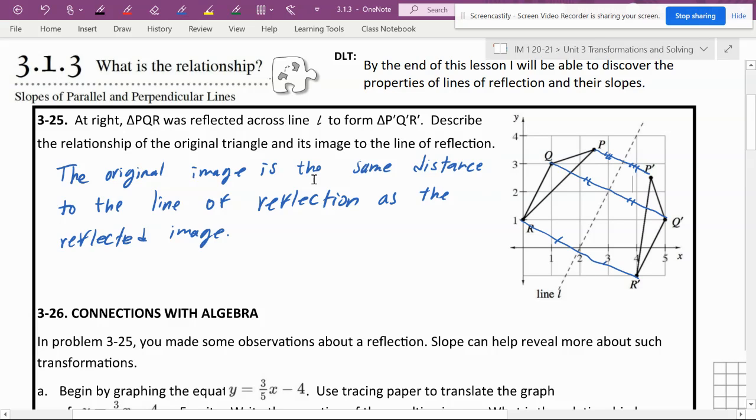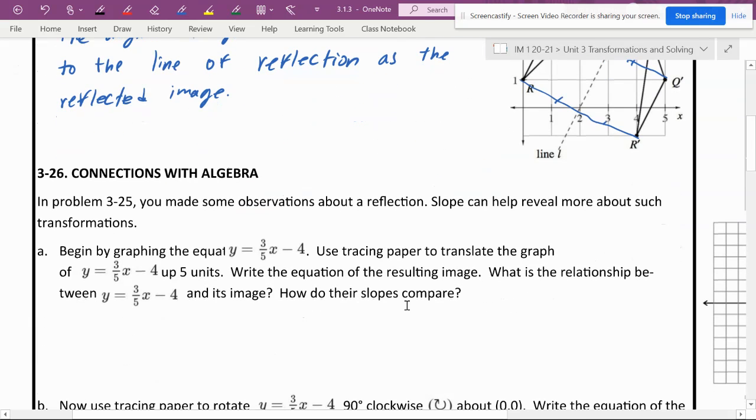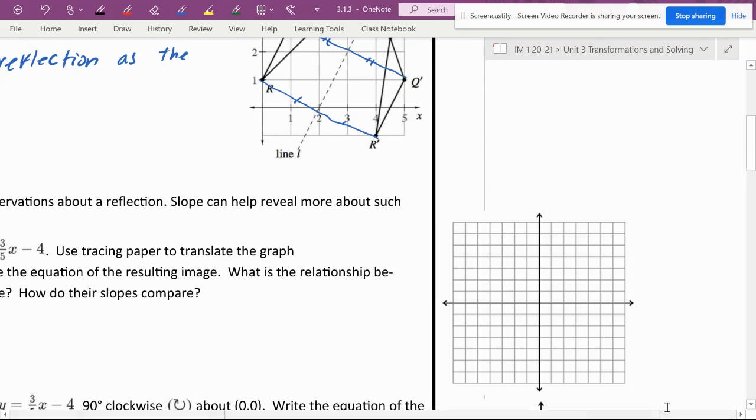All right. So let's look at problem 3-26, connections with algebra. In problem 3-25, you made some observations about reflection. So slope can reveal more about such transformations. Begin by graphing the equation y equals 3/5 x minus 4. Use tracing paper to translate the line up 5 units, and then write the equation of the resulting image. What is the relationship between the original line and its image, and how do their slopes compare? You can use Desmos to make the graph of the original one.